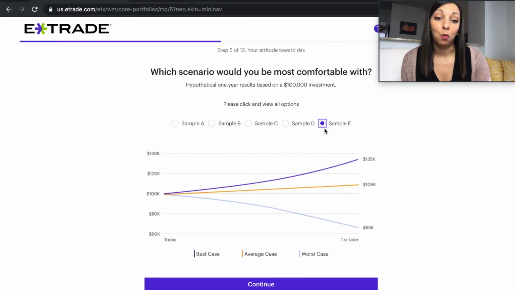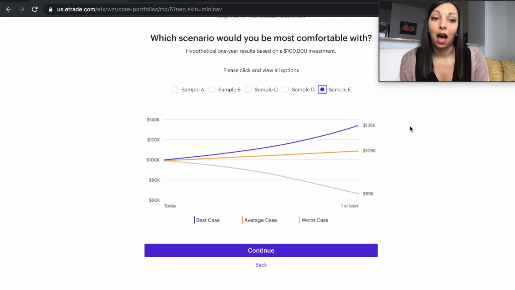This one's going to be even more aggressive, right? So in an average case, you have 109,000. In a really good market, you have 135,000. And in a bad market, you might have $65,000. So for me, I would go with this one just because I've seen the markets over time and I'm comfortable taking on that risk, but not everyone's the same. You don't have to be comfortable with that. Just pick the one that you think you can most accept. I like the idea of this 135, and I know the risk is that it could easily turn to 65,000 instead of 135,000. But for me, I'm going to go with this one.